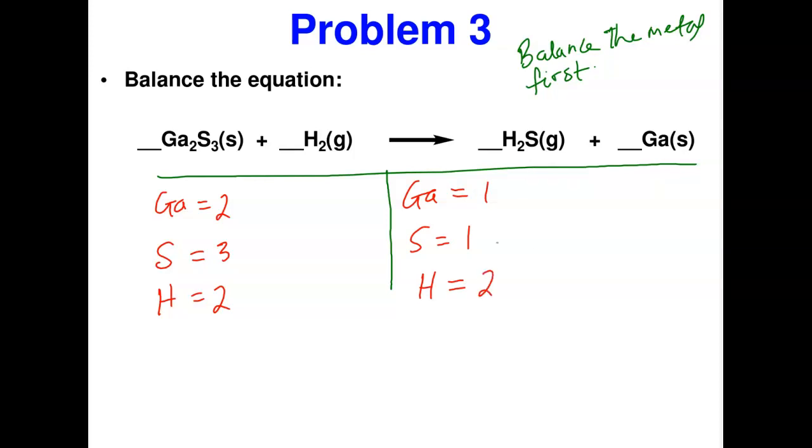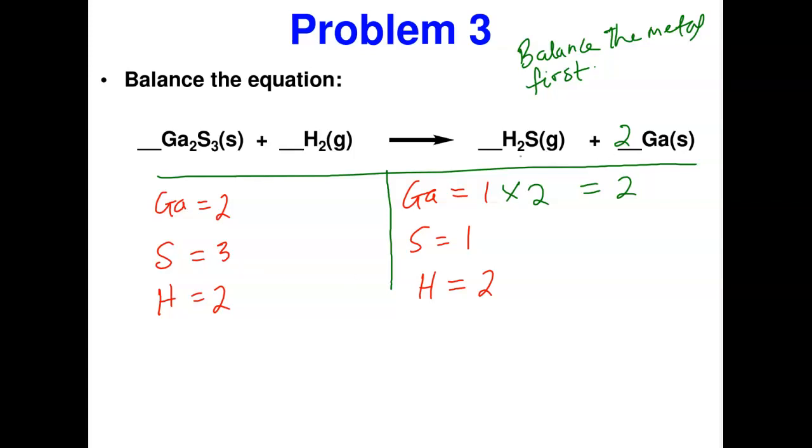Now I'm going to balance my gallium first. Of course, I'm going to use green to do that. Gallium is 2 here. Gallium is 1 here. So what do I do? I multiply this by 2. Add 2 here. My gallium is 2. Gallium is balanced. I don't have a problem with gallium anymore. Now, my sulfur is 3.